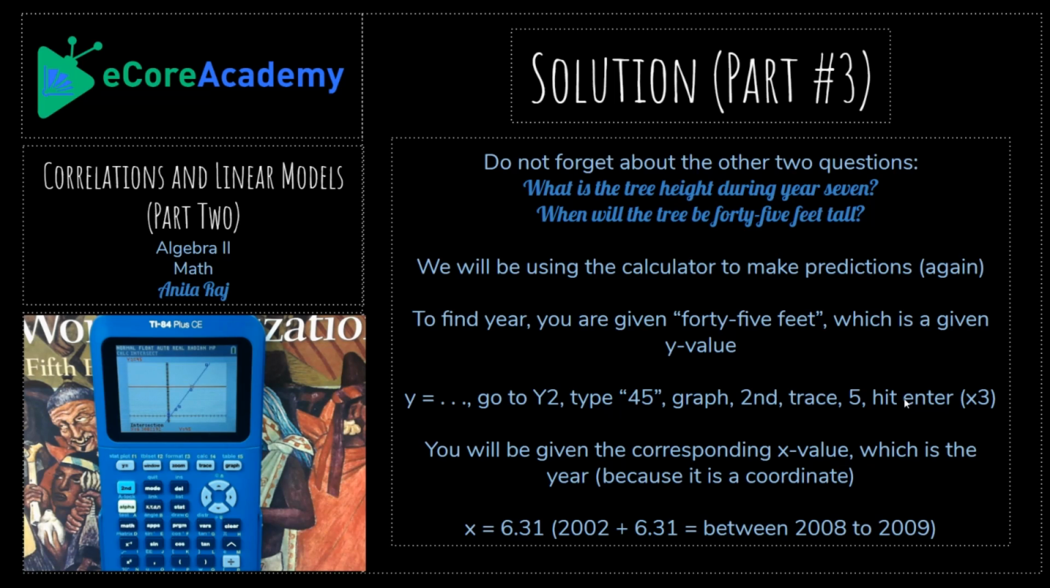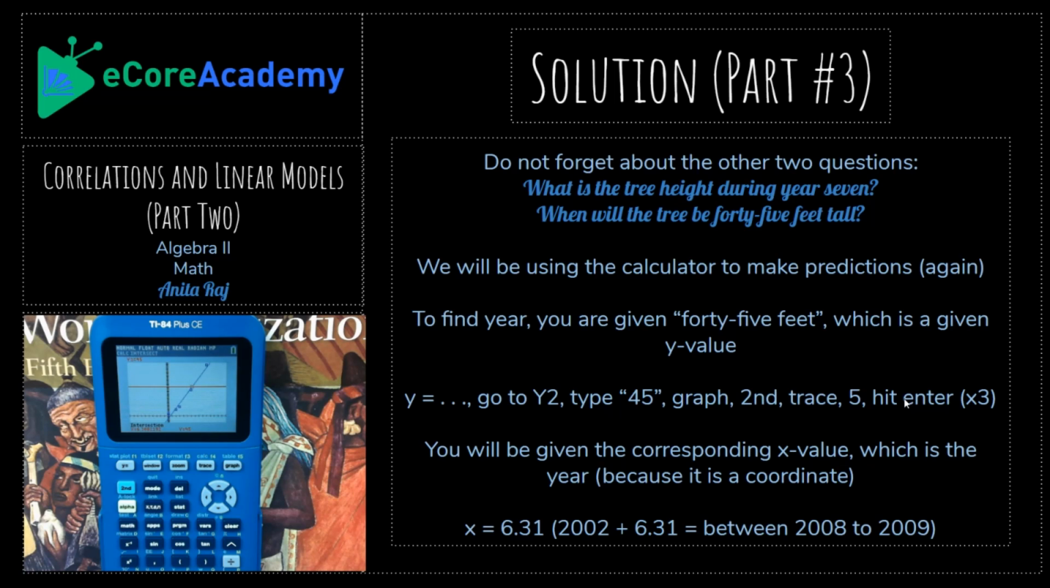So for the sake of it, you would just say between 2008 and 2009. Between 2008 and 2009, your tree will be 45. Your tree will grow to be 45 feet tall. So remember, when you get this final answer, x equals 6.31, that is not your final answer. That's the answer that the calculator gives you. However, you need to convert that back into real years.